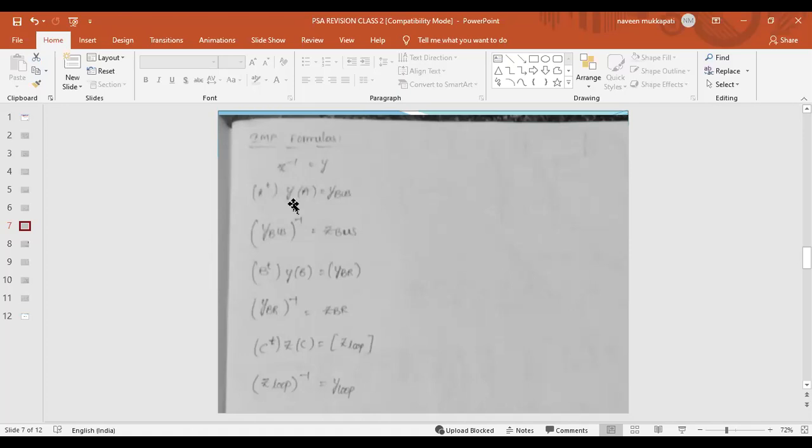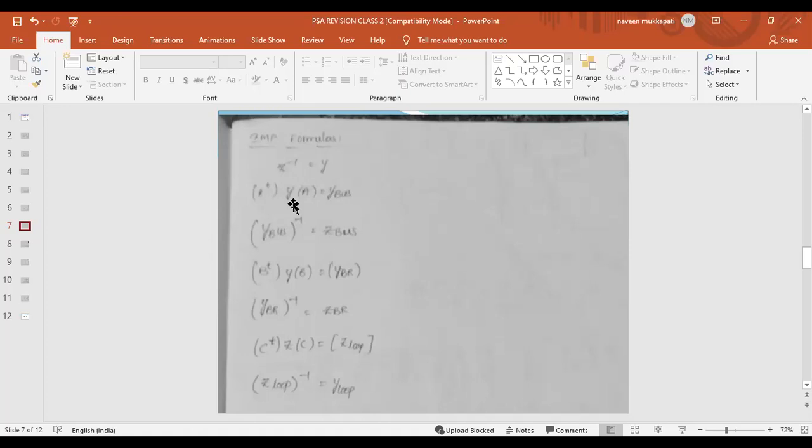The second method is the formation of the Y bus and also Z bus matrix. The third method, the last and a very small topic, is the formation of the Y bus and Z bus matrix by using the direct inspection method. These are the only three methods in the first unit.